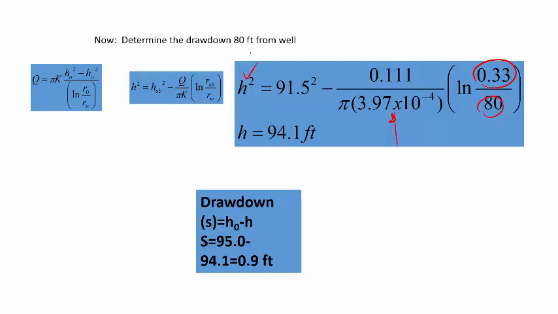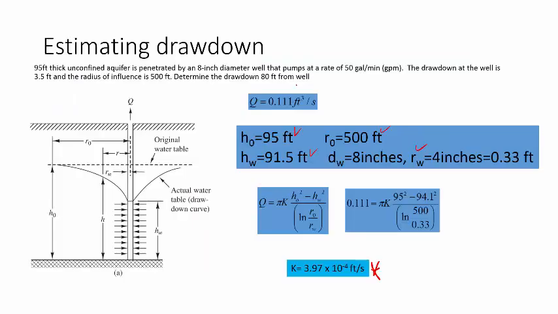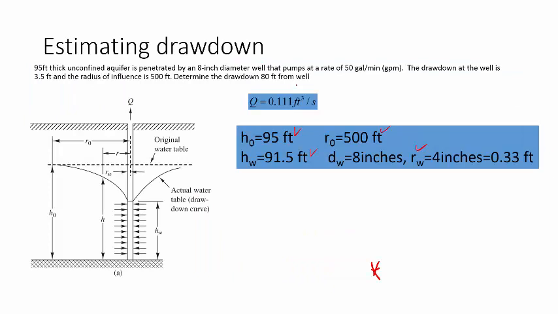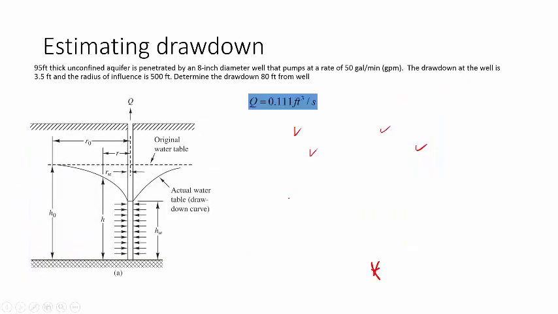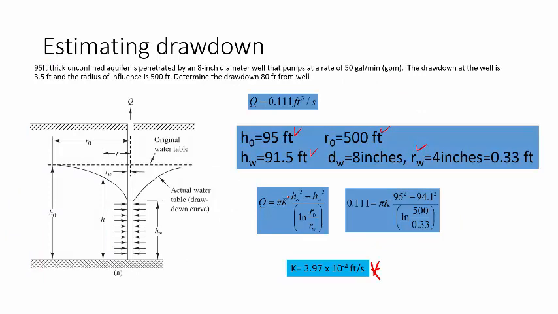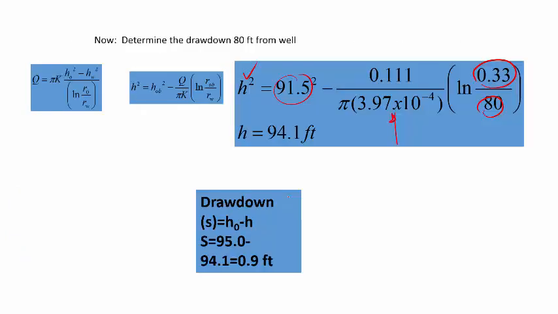And this is the 91.5. Let me go back so you see. This is the 91.5. And then the radius is 0.33, which was 4 inches. So then we can find the H, and of course then the drawdown, which is H naught minus H.